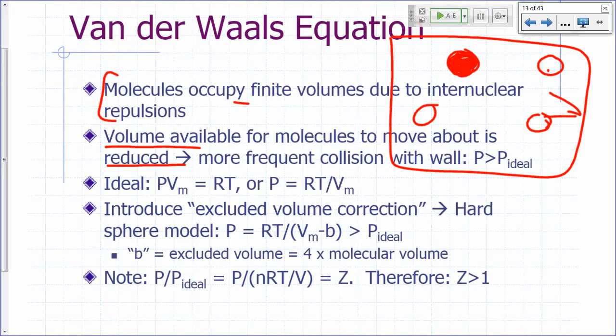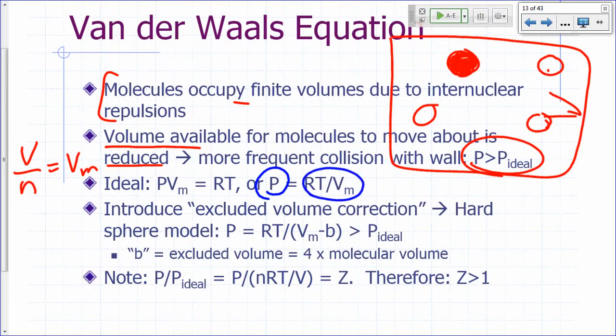And what does more frequent collision with the walls mean? Higher pressure. So you would expect your pressure to be higher than ideal. Now, if your ideal gas law says PV equals nRT, V sub m here is V over n. That's your molar volume. That's another way of writing the ideal gas law. So we can solve for the pressure. According to the ideal gas law, pressure is RT over V sub m.